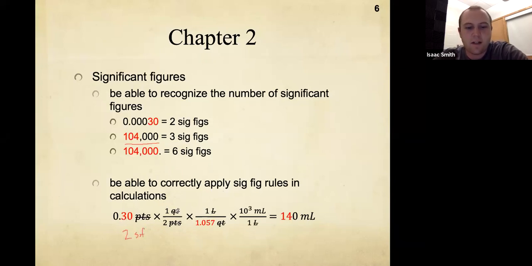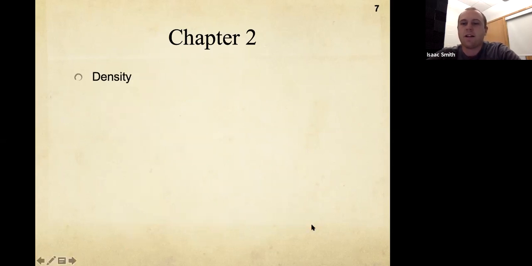In this number, quarts to pints is exact because it's within the same system. Liters to quarts is not exact, so we have 4 sig figs here. And then milliliters to liters is exact, so we're limited by 2 sig figs, so we'd have 2 sig figs in the answer. Okay. And then also know addition and subtraction rules as well.